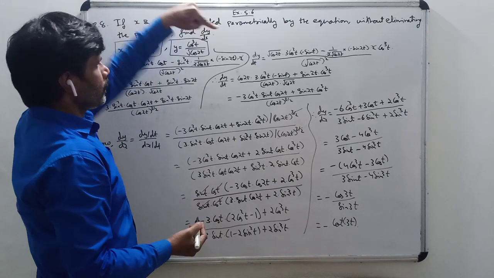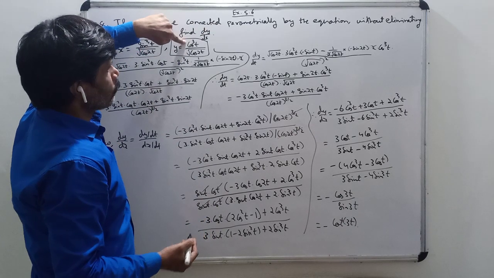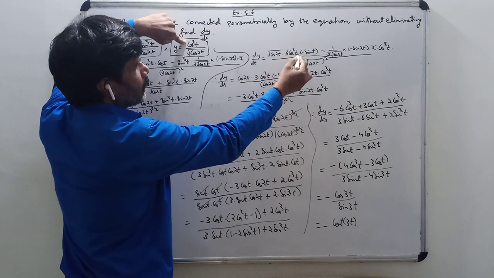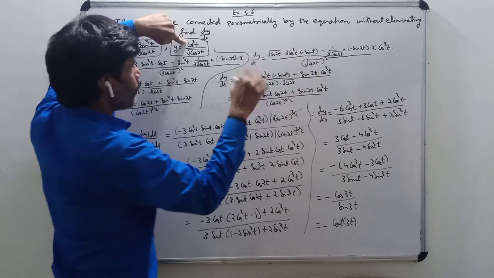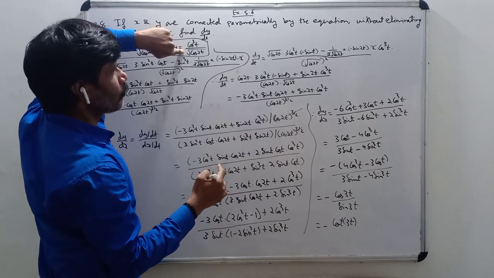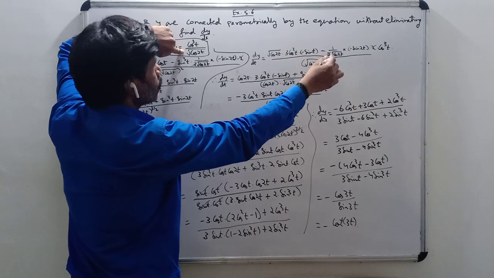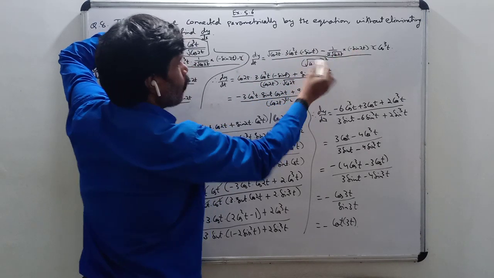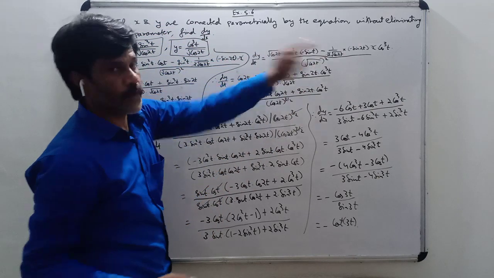Okay, once again I am repeating, root cos 2t as it is, derivative of cos cube t is what? 3 cos square t into derivative of cos t, minus sin t, minus numerator cos cube t as it is, derivative of root cos 2t, that is 1 upon 2 root cos 2t into derivative of cos 2t is minus sin 2t, whole upon root cos 2t the whole square.